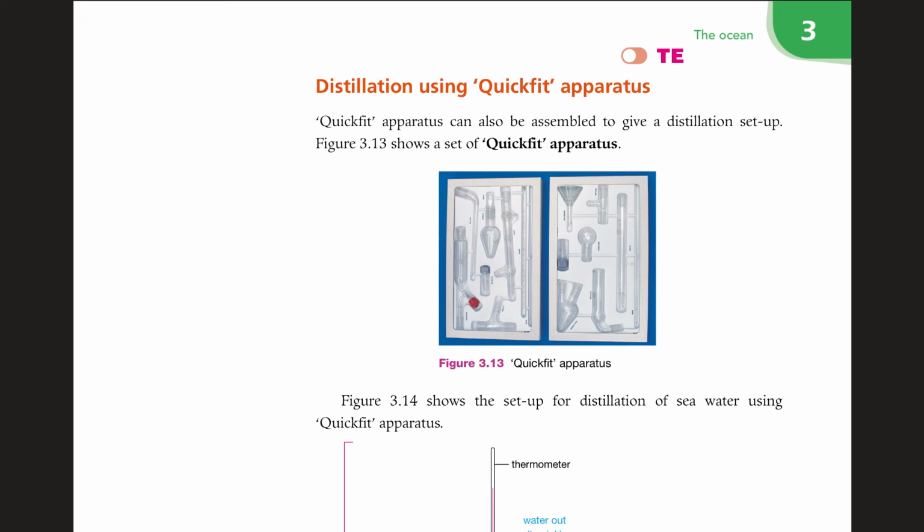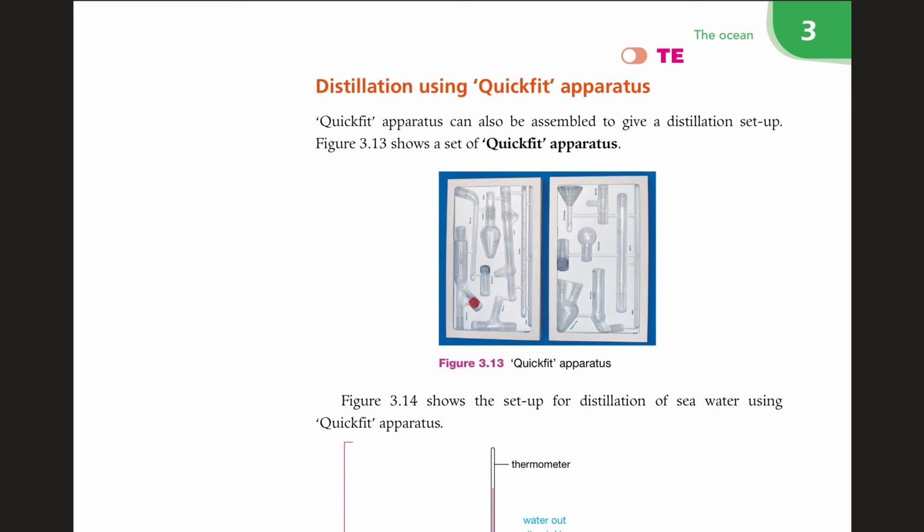In this video, we are going to talk about distillation. Distillation is a process to obtain the pure solvent from a solution. For example, if we want to take pure water from a seawater sample, we can employ distillation. And usually in the school laboratory, we will perform distillation by using the quick fit apparatus.